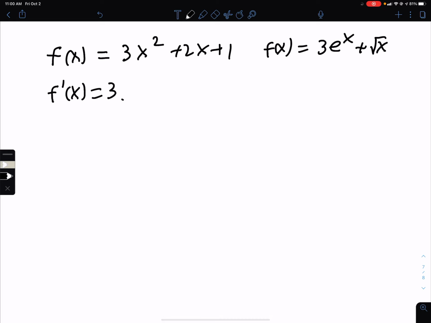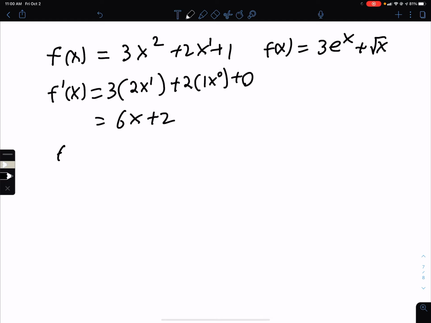I copy the 3, the derivative of x squared, I bring the 2 in front, the exponent decreases by 1. I have 2, the derivative of x, I bring the 1 that you don't see in front, subtract 1 from the power, and the derivative of 1 is 0, so we get 6x plus 2.